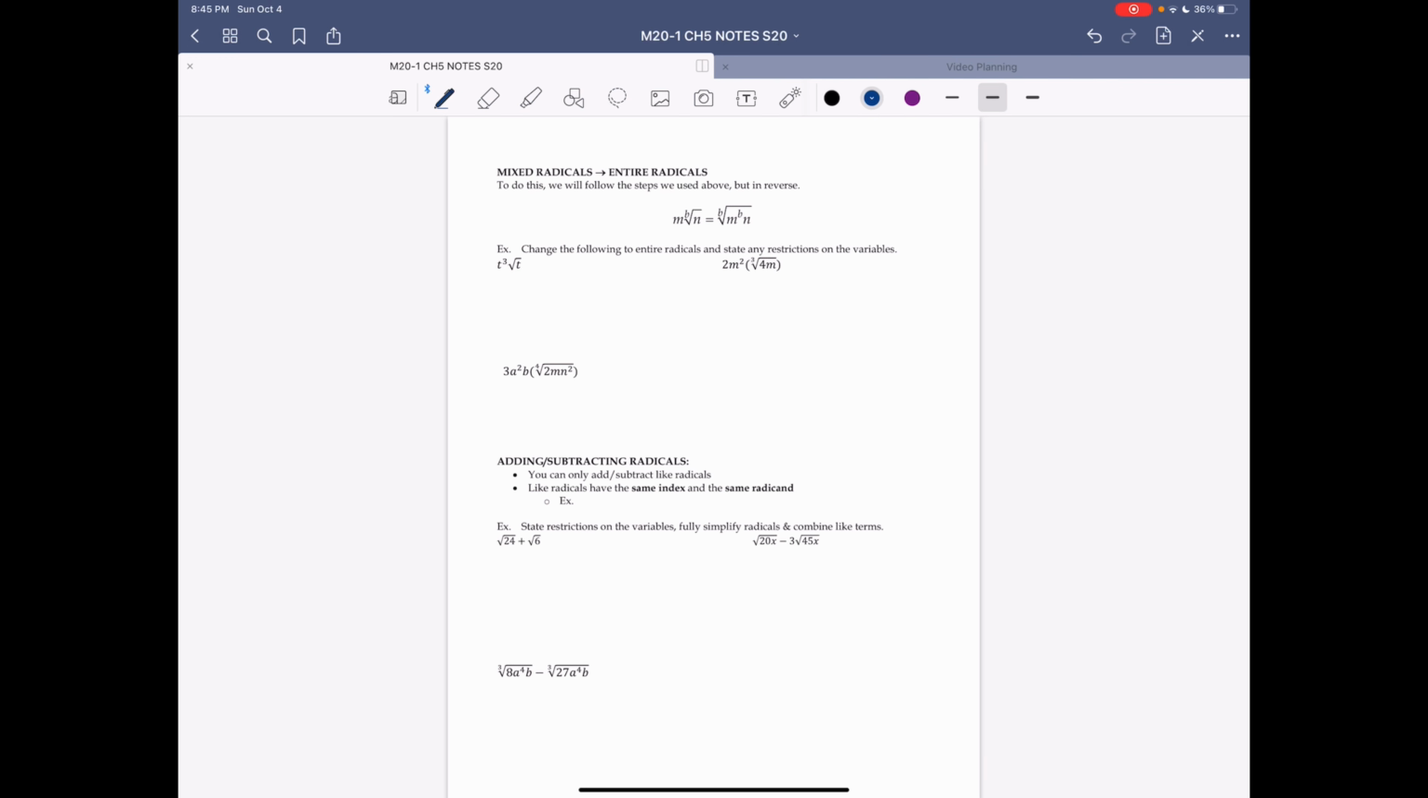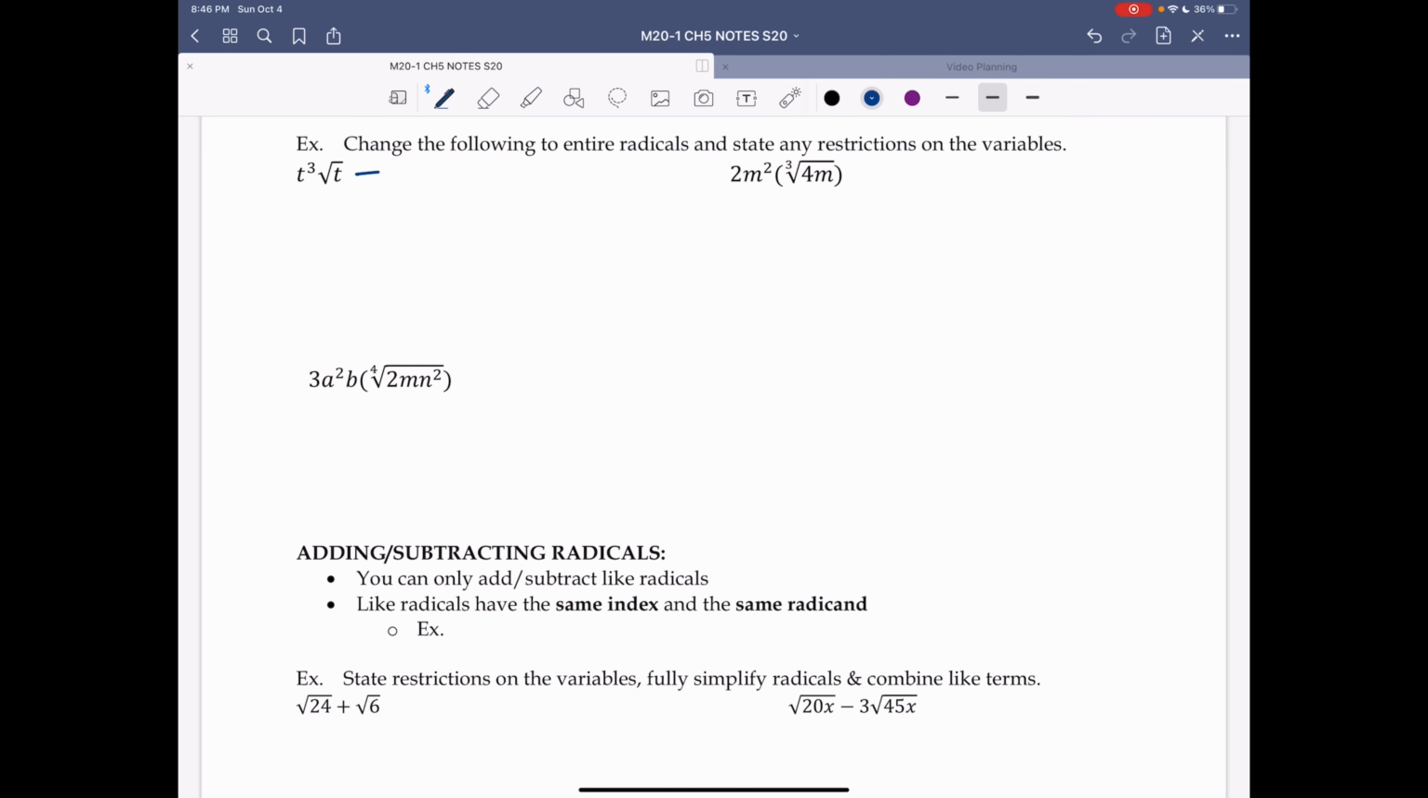Mixed radicals to entire radicals. So going back the other direction, same process. We're still going to state our restrictions before we do anything, and then we're going to move everything back under the root sign. Restrictions on square root of t. T has to be greater than or equal to 0.